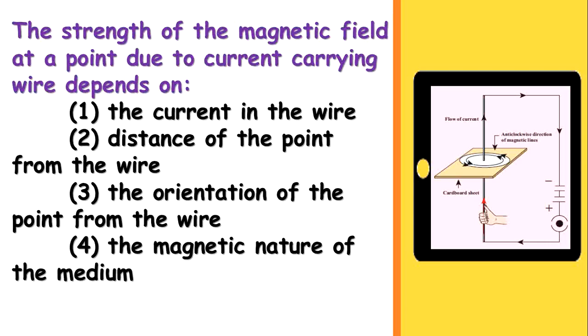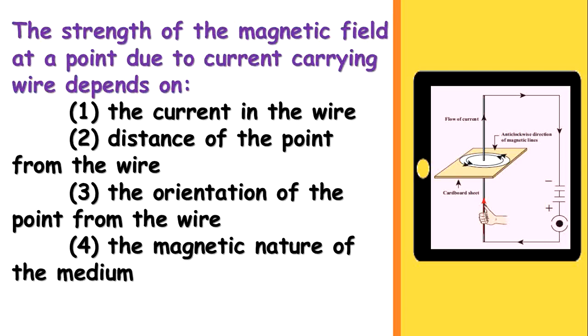Now let us see what factors the strength of the magnetic field depends on. Now let us see the first one, the current in the wire. The greater the current, the stronger is the magnetic field. That is, the current and the magnetic field are directly proportional to each other. When we increase the current, the magnetic field also increases.